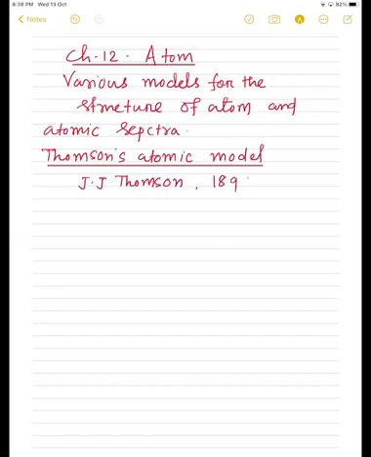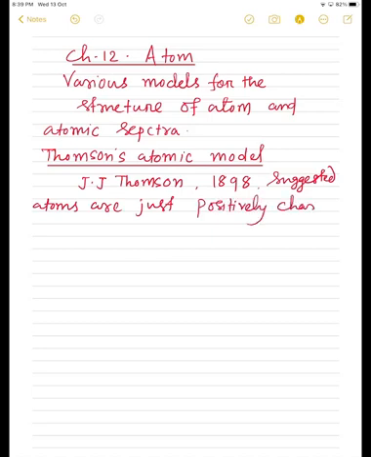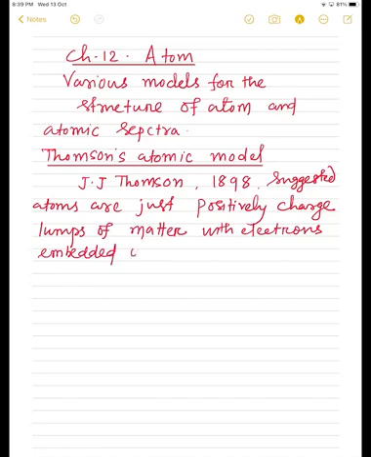J.J. Thomson in 1898 suggested that atoms are just positively charged lumps of matter with electrons embedded in them, right? Like raisins in the fruit cake. What he suggested: atoms are just positively charged lumps of matter with electrons embedded in them, like raisins in the fruit cake.